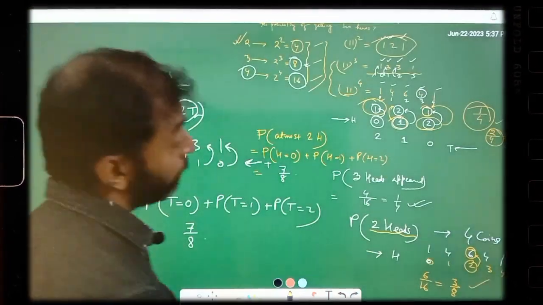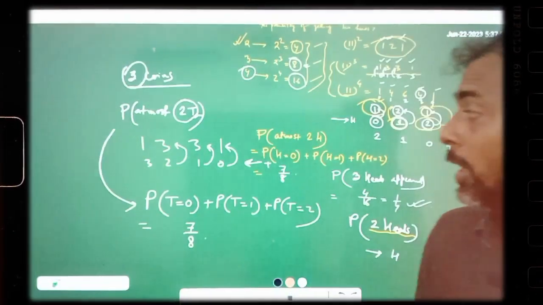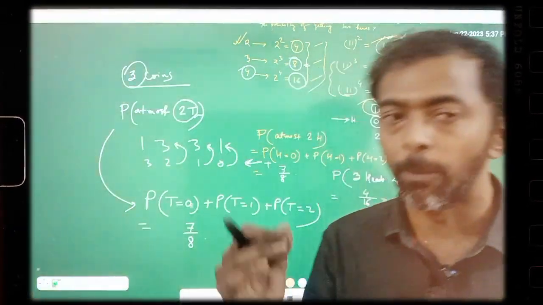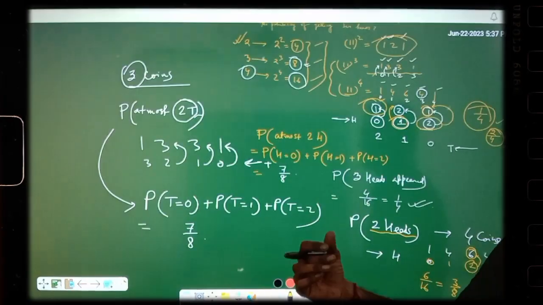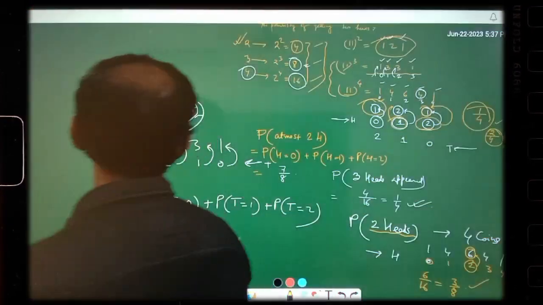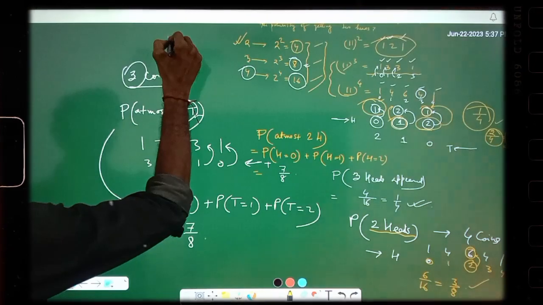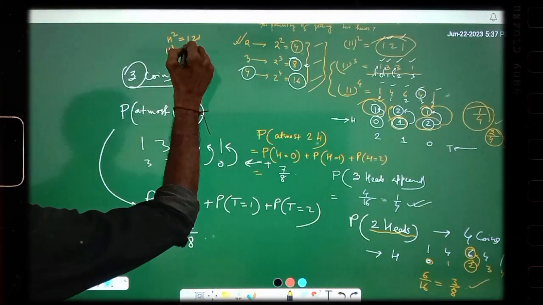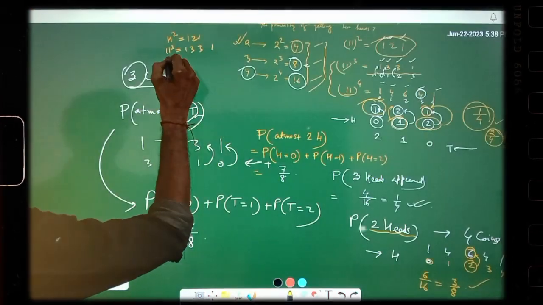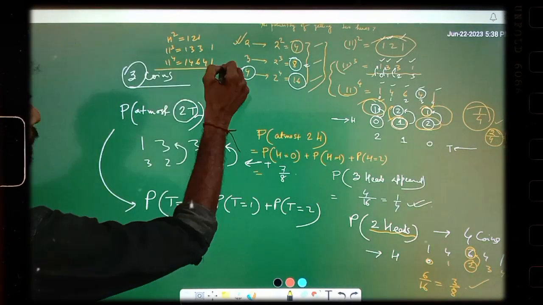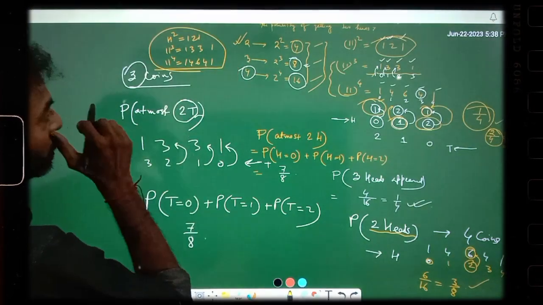In the conventional method, you need to think a lot about its sample space and its favorable cases. But in this case, you don't need to think anything. You just need to remember those 3 numbers. 11 squared, that is 121. 11 cubed, that is 1331. And 11 to the power 4, that will be 14641. That's it. The problem will be solved.